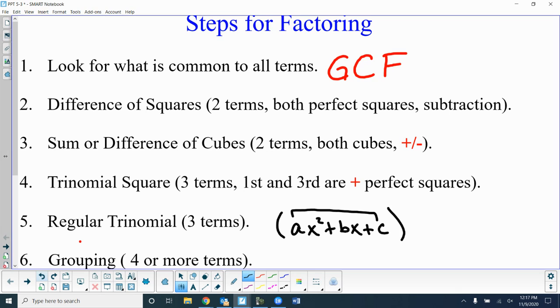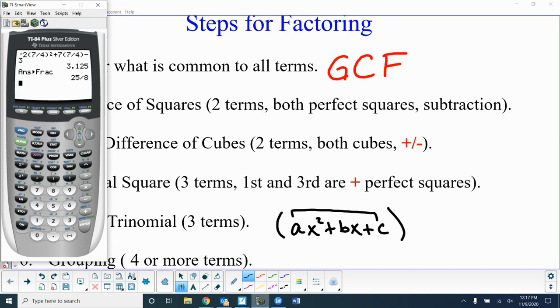Like 1 cubed is 1, 2 cubed is 8, so 1 and 8 are perfect cubes. 3 cubed is 27, so 27 is a perfect cube. 4 cubed, 64. So 64 is a perfect cube. If you're not sure if a number is a perfect cube, if you go to math on your calculator, number 4 will take the cube root of the number for you. That little 3 in front of the radical there means cube root. Okay?